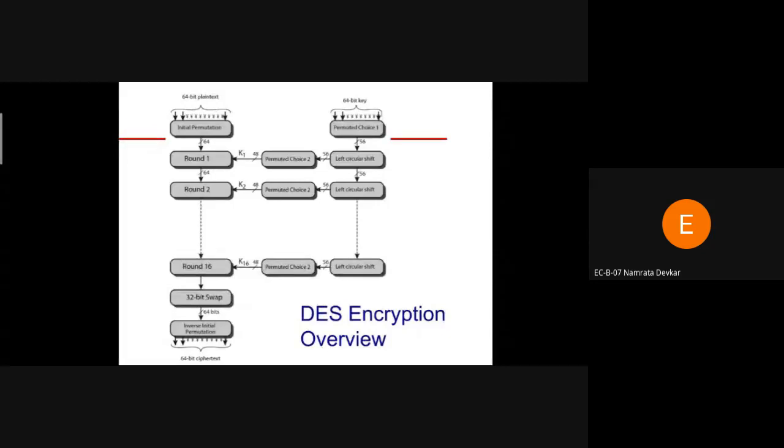Okay, so in the DES algorithm, first we have to convert the 64-bit key into 56 bits. Why? Because the DES algorithm can use only 56-bit keys. And after that, again, we have to convert the 56 bits into 48-bit keys.